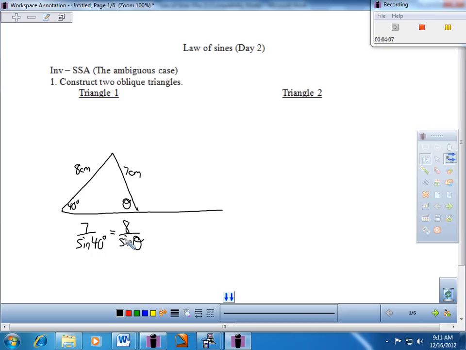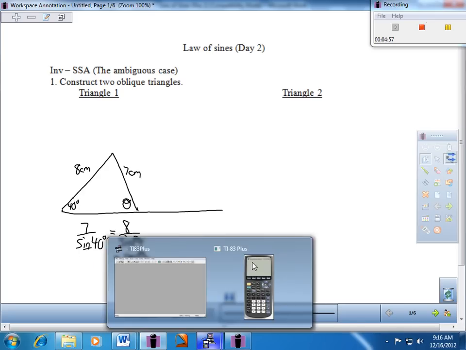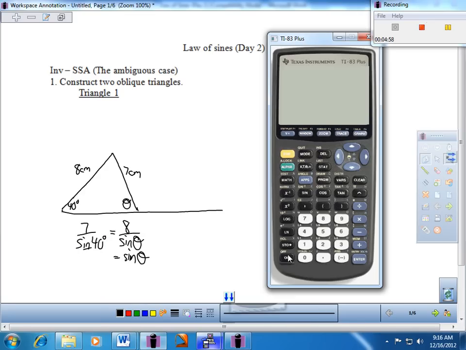But for right now, here's what I need us to do. Take 8 times the sine of 40 degrees, and then let's divide by the 7. Remember on the cross multiplying, this times this divided by this should give us this piece right here. So what I'm looking for is sine of theta, let's get that in, is equal to something right in there. So I'm going to grab my calculator and do exactly that as well.